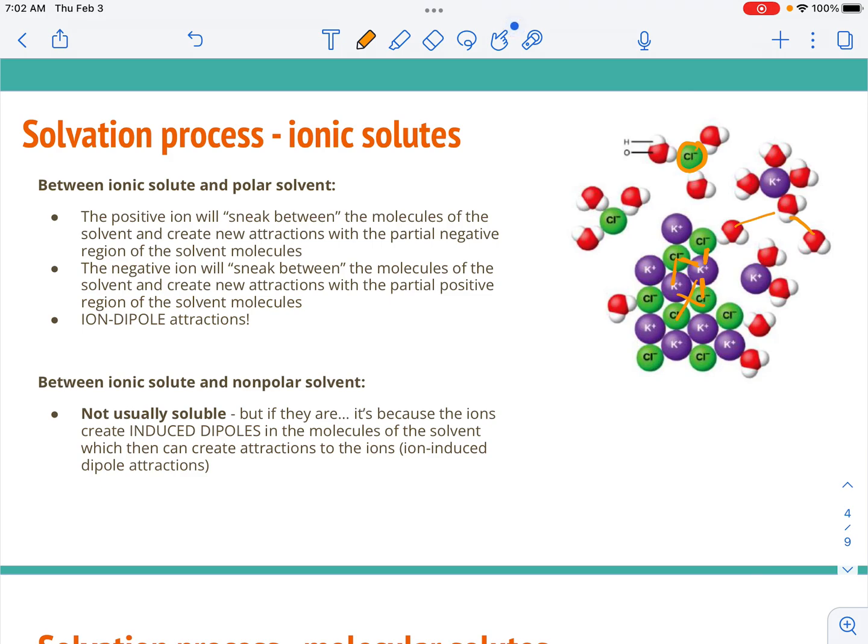This can happen, but it's rare, and so you're not going to be looking for it. If someone gives you something that you don't expect, like an ionic compound that actually dissolves in a nonpolar solvent, then you would want to make sure that you use this as your explanation, but we're not going out looking for them. So usually we say that ionic solutes are insoluble in nonpolar solvents.